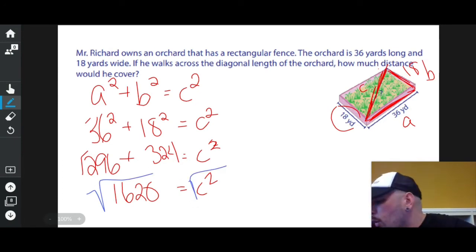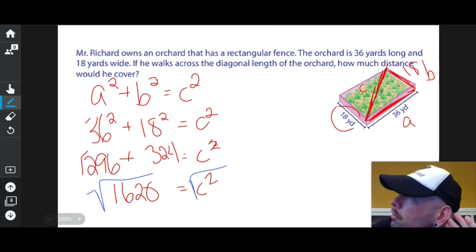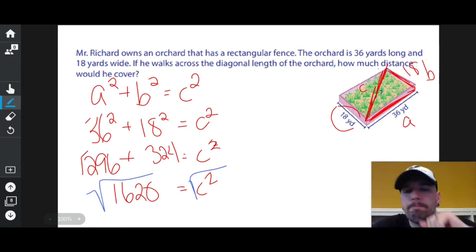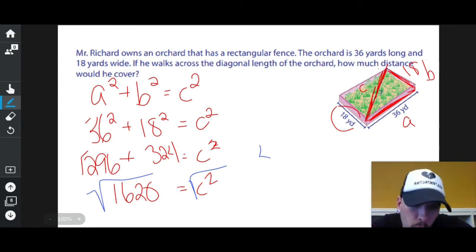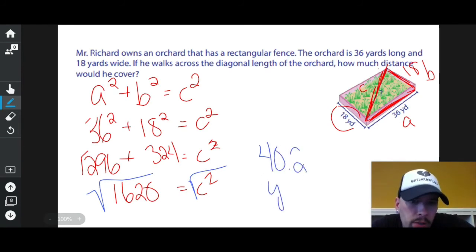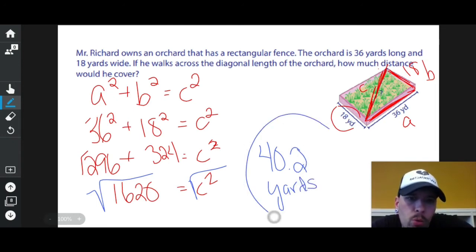What's the square root of 1,620? The square root of 1,620 is approximately 40.2492. What did it say? 40.24. So we'll put 40.2 yards. He would walk 40.2 yards.